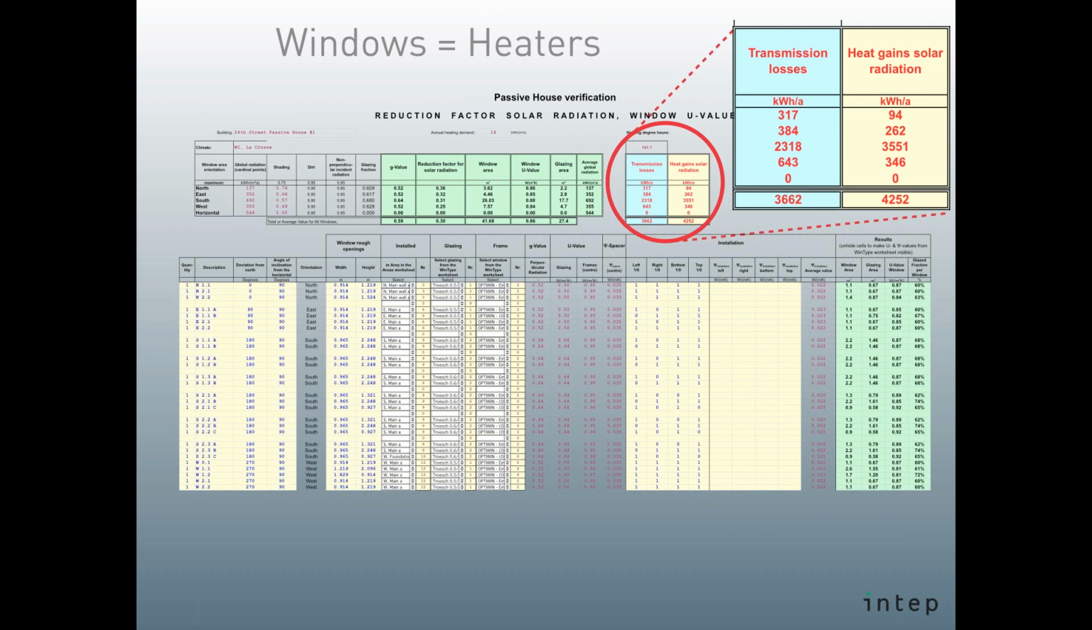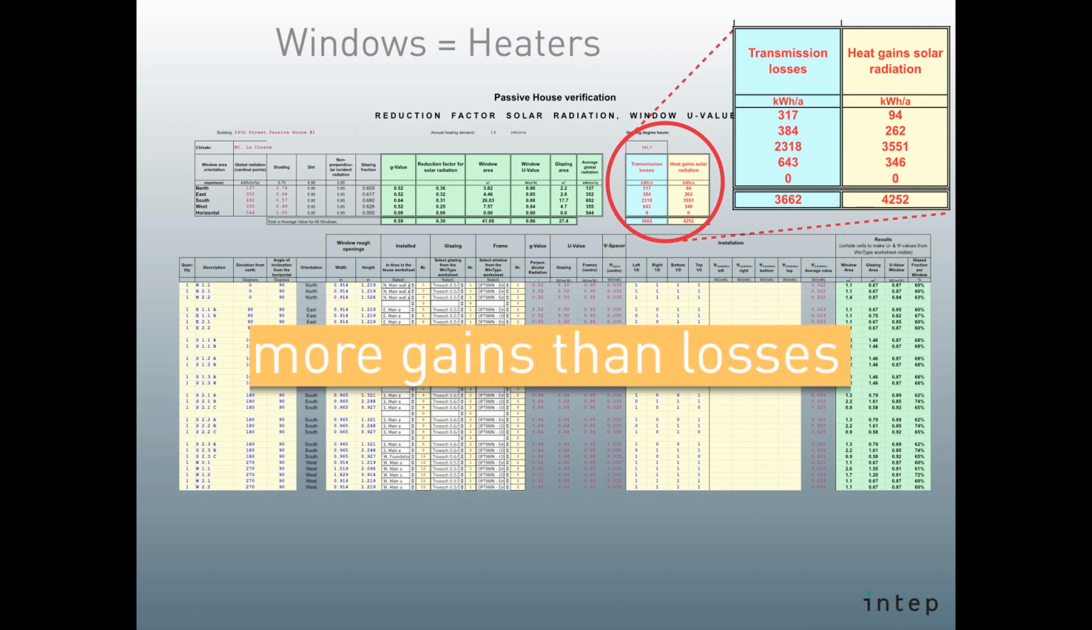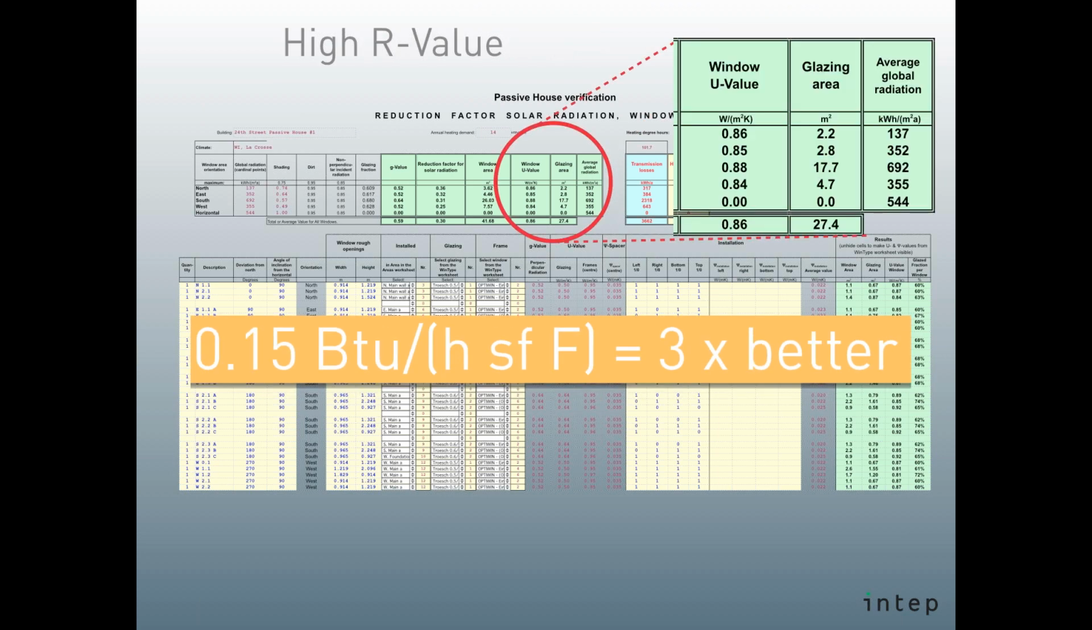Here's a quick balance from the passive house energy model. And you can see over the course of an average year, we have 3,600 some kilowatt hours in heat loss through the windows and 4,200 kilowatt hours in heat gains. So we can actually pick up free heat. And that's what I was talking about before. That's helping us here make a passive house in the cold tier. More gains than losses. That's what I was trying to get at.